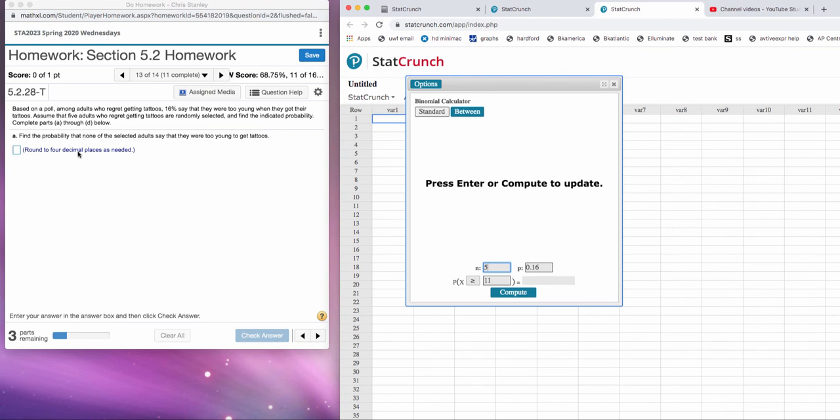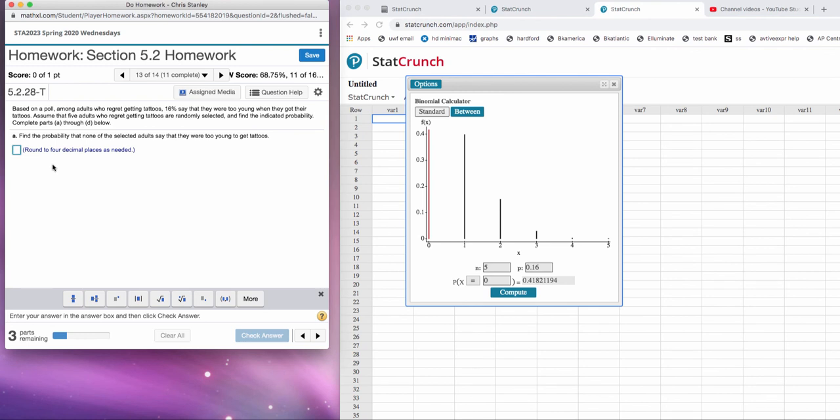Find the indicated probability. So none. None would be exactly 0. This means that all 5 were okay with their tattoos. 0.4182. I rounded to 4 decimals.